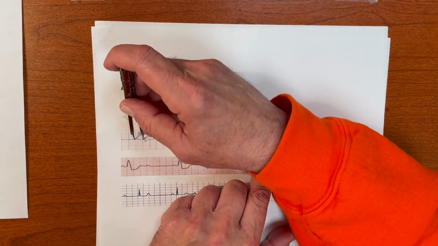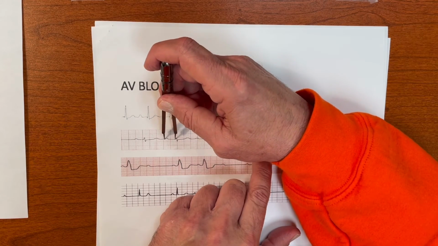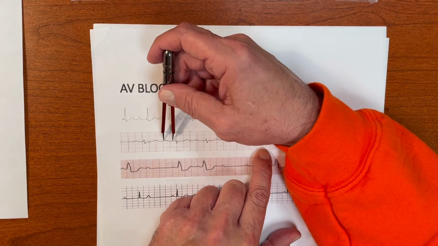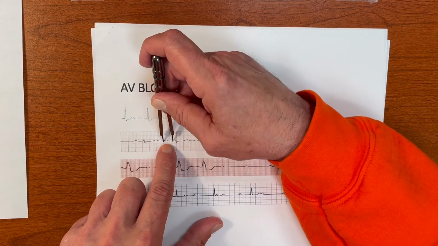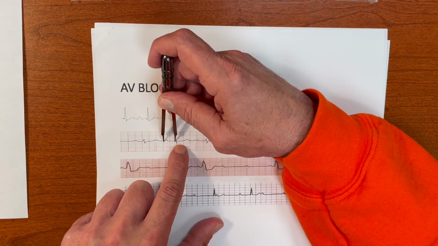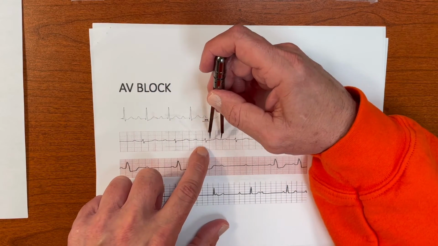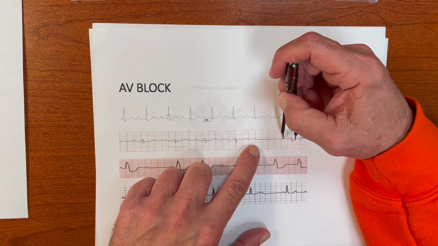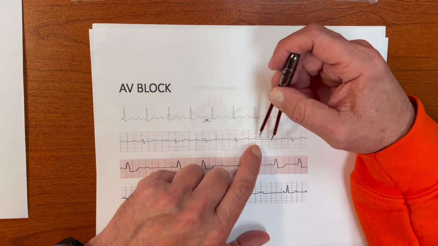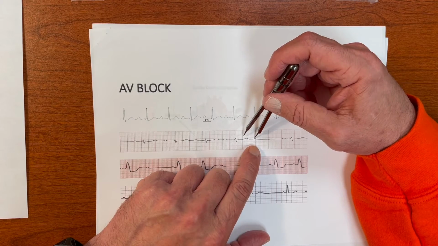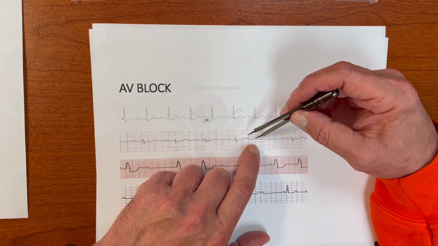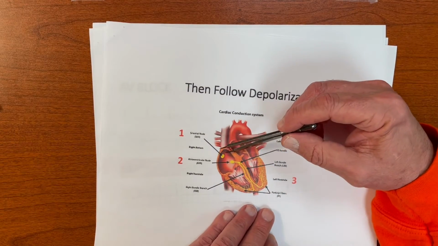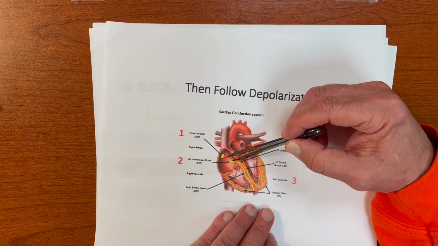Set your calipers, measure your PR. Notice I have to reset my calipers. Then all of a sudden, look how the PR jumps and gets bigger, but it conducts. Have to set them again, and then we drop a beat. Now, notice that we have a dropped beat. We have a P and no QRS. We know that's a dropped beat. Dropped implies it just failed to conduct.